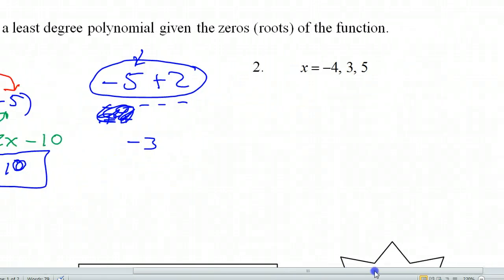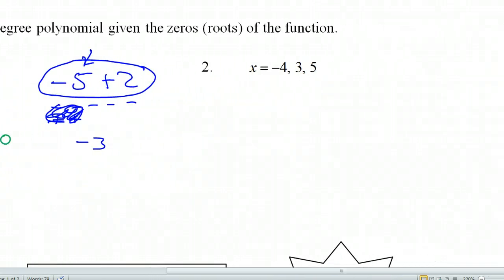All right? Okay, look at number 2. Baby steps. Going to the next step. Last one, I only had 2 zeros. This time I have 3. How do you do this one? Let's find out.